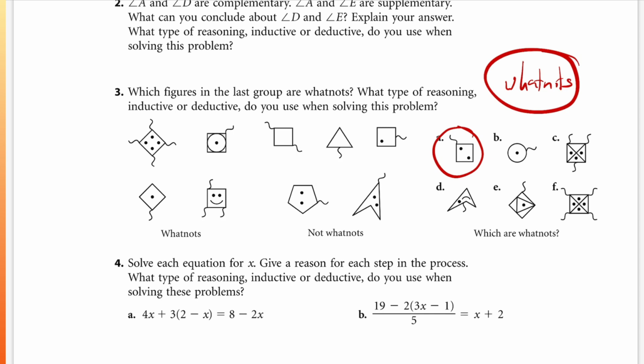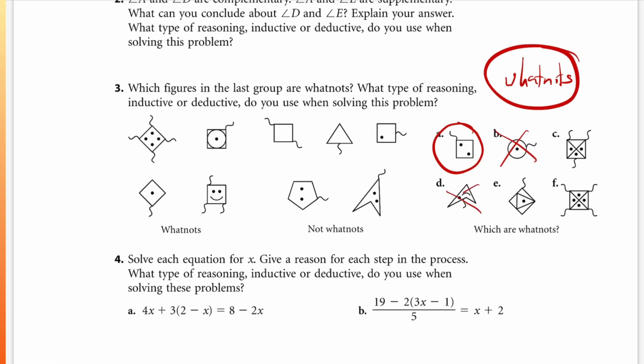This one would not be, it's not a square. This is not a square. This one appears to be a what-not to me because it's a square and it's got at least one dot, and it's got a squiggly coming from the corner. Same. Oh, nope, that one does not have a squiggly in the corner. It's got a squiggly here, which disqualifies it from being a what-not. And this one does appear to be one because it's got the squigglies from the corners and the dots on the inside.